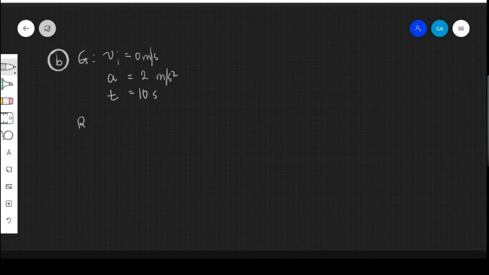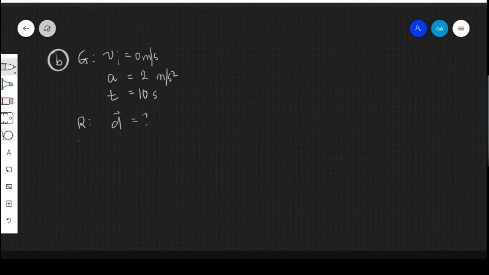So for letter B, ganun pa rin yung gagawin natin. Let us have the given. So you're given your VI is equal to 0 meters per second. Your acceleration is same, 2 meters per square second. And dito, hinahanap yung ating displacement when the time is 10 seconds. So our required to find is the displacement.